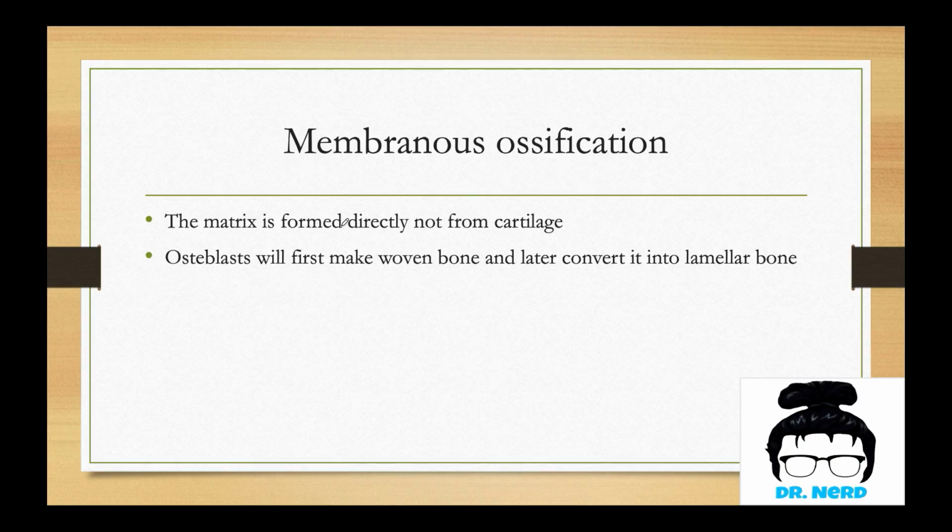So membranous ossification. This is when the matrix is formed directly, not from cartilage. So osteoblasts will first make woven bone, which is a weaker type of bone found in children, or when you break a bone, that's going to be what it will look like first before it starts to heal, and will later be converted to lamellar bone.